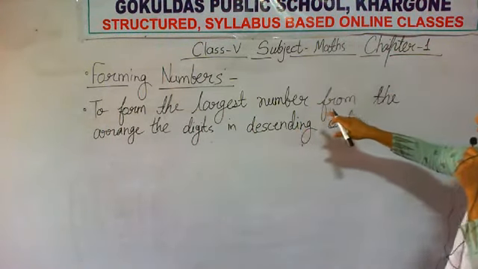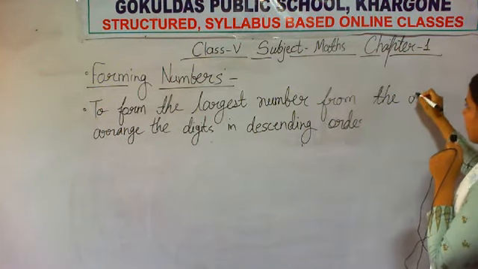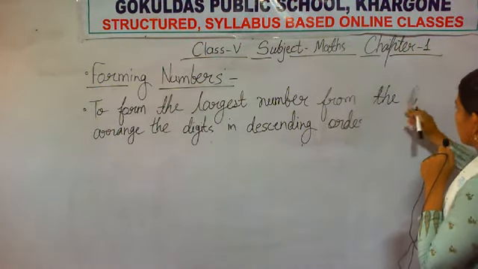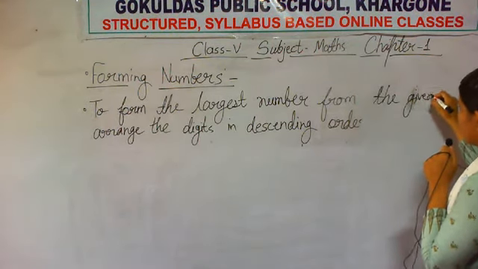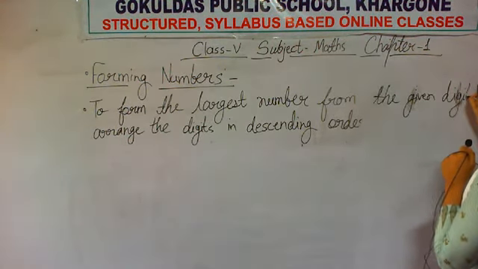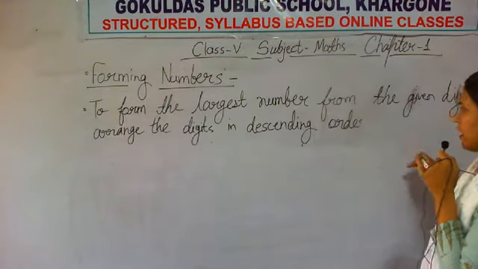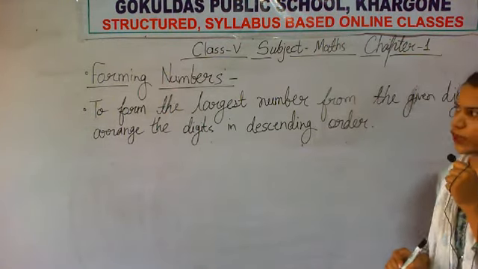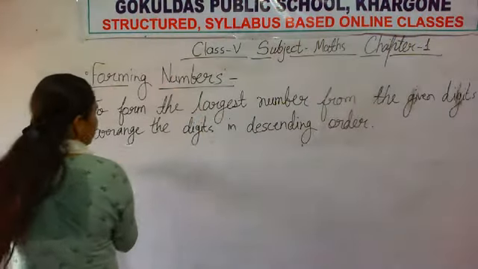Okay, to form the largest number from the given digits, arrange the digits in descending order. It was our definition. Okay, and now what we are going to do?